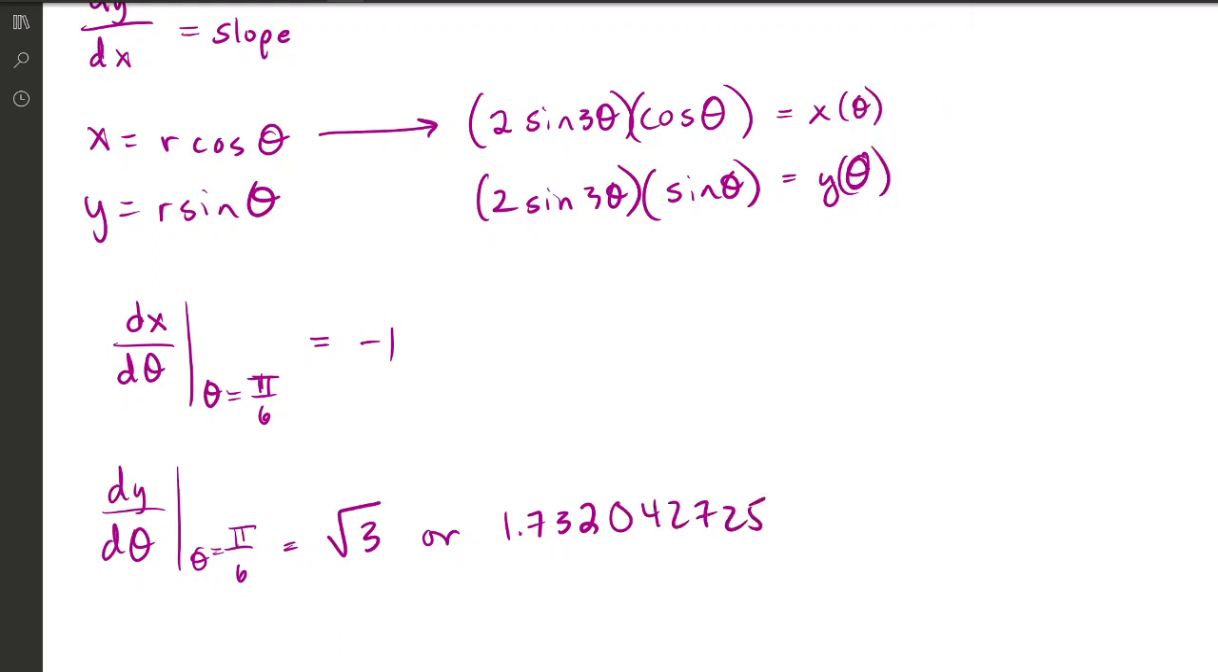I'm going to go as many as I can. I know it's square root of 3, so I'm just going to leave it like that. And then dy/dx is going to be dy/dθ, square root of 3 over -1, so negative square root of 3, or -1.732. Now this was probably a poor example.